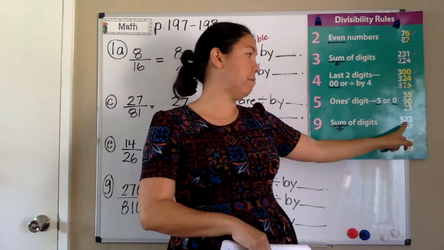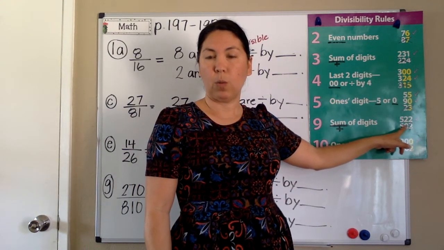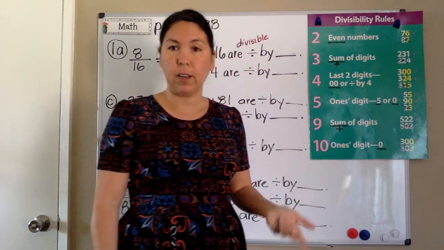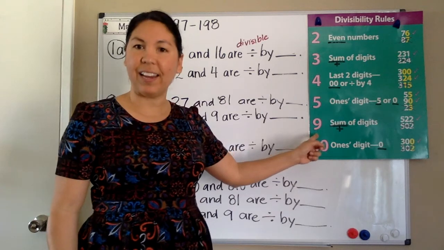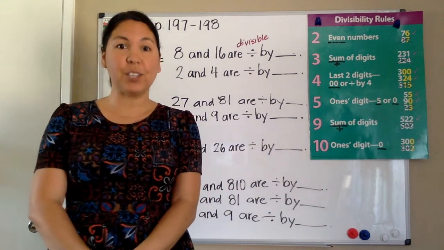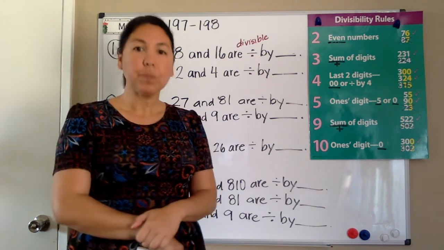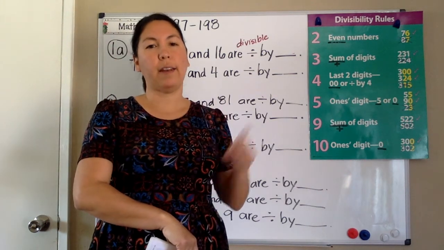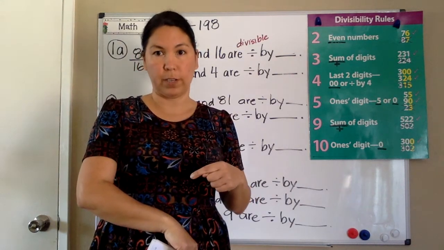So if I take a sample number like 522 and I add those digits up, what's 5 plus 2? 7. What's 7 plus 2? 9. Well, of course, 9 can go into 9, so that means 522 is divisible by 9 without even having to check. Okay, so with 3 and 9, we have to add up the digits and then check if either of those can go into it.